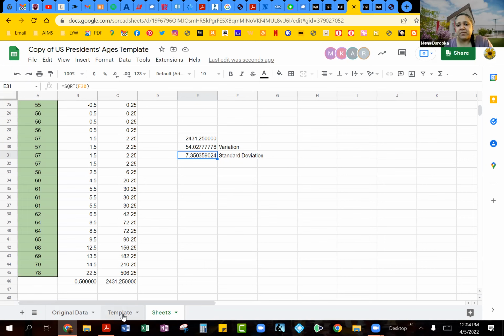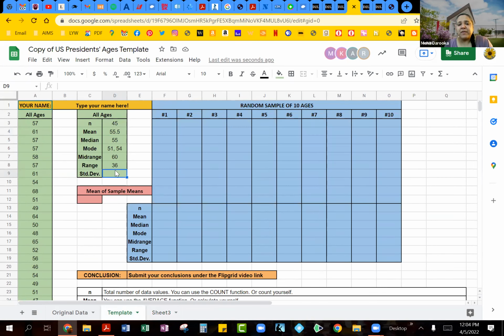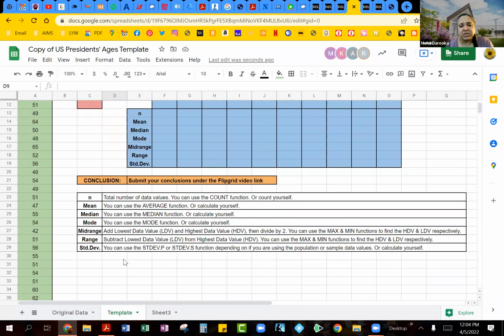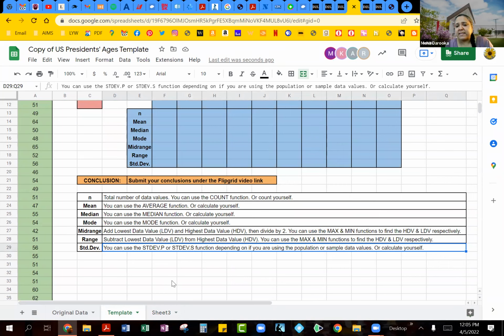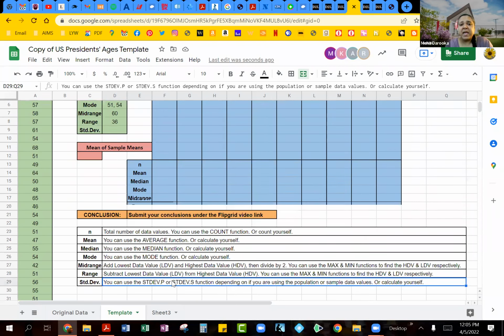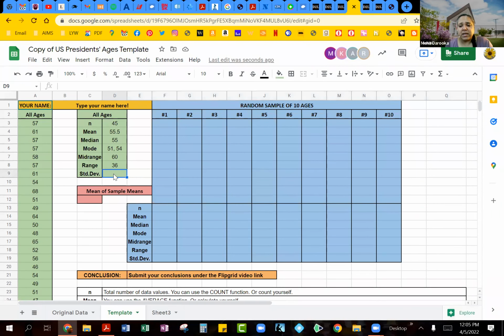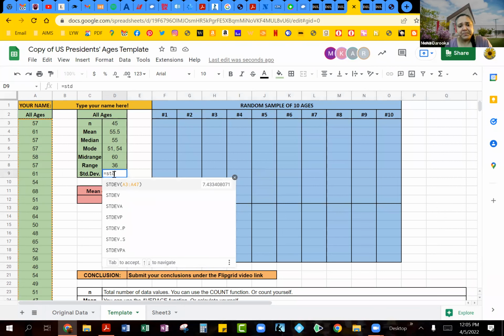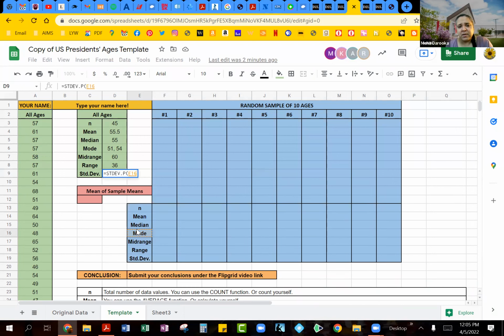Okay, so we came up with 7.350. Now, if you use the built-in function for standard deviation, let's see what that comes out to be. You will see here in the description, you have to use .p or .s depending on whether you are using the population or the sample. Since all the ages of the presidents are our population, we will use the .p, and then I'll show you when you are supposed to use the .s. So equal to standard deviation .p. This is the one you're going to be using.